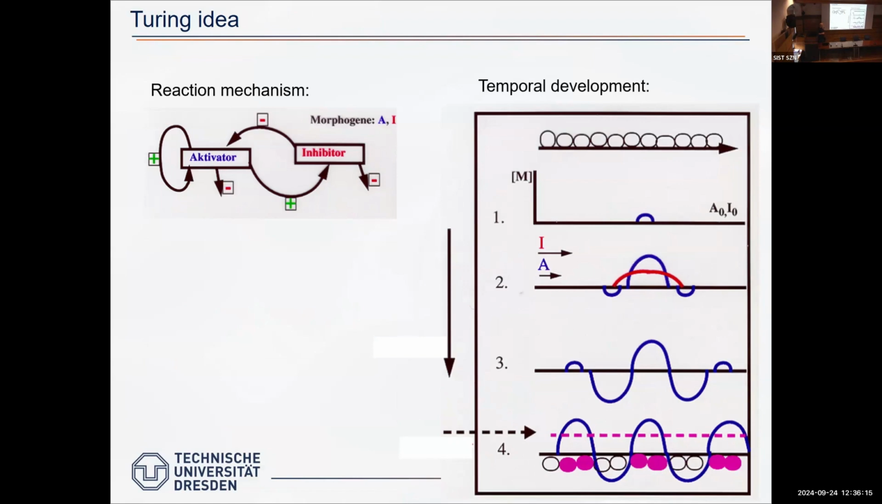So let's look at the temporal development from top to bottom. We have a one-dimensional line of cells. Each faces a certain concentration of the activator and inhibitor, a steady state, and then we put in a little bit more activator. Due to its own activation, we get growth, we get production of inhibitor. And now we have to assume that the inhibitor diffuses faster than the activator. And then we get new activator maxima at some distance. And if you think this idea further, you get a spatially periodic pattern. And this is the idea of Turing.